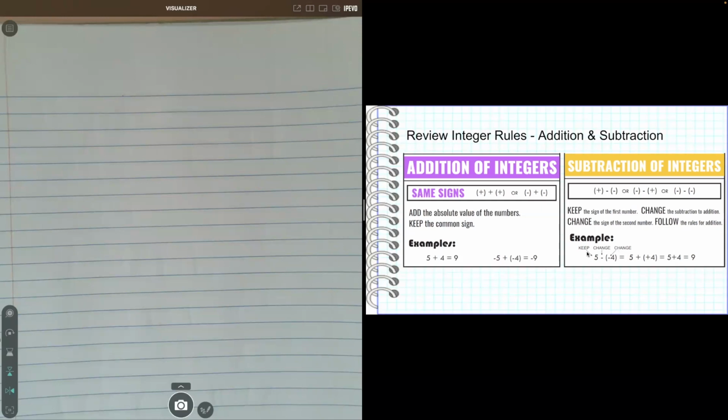So here, for example, you have 5 minus negative 4. So instead of subtraction, we're going to change it to addition. You keep that 5 the same, change the subtraction to addition, and you change that negative 4 to a positive 4. This turns it into a simple 5 plus 4, which we know is 9.